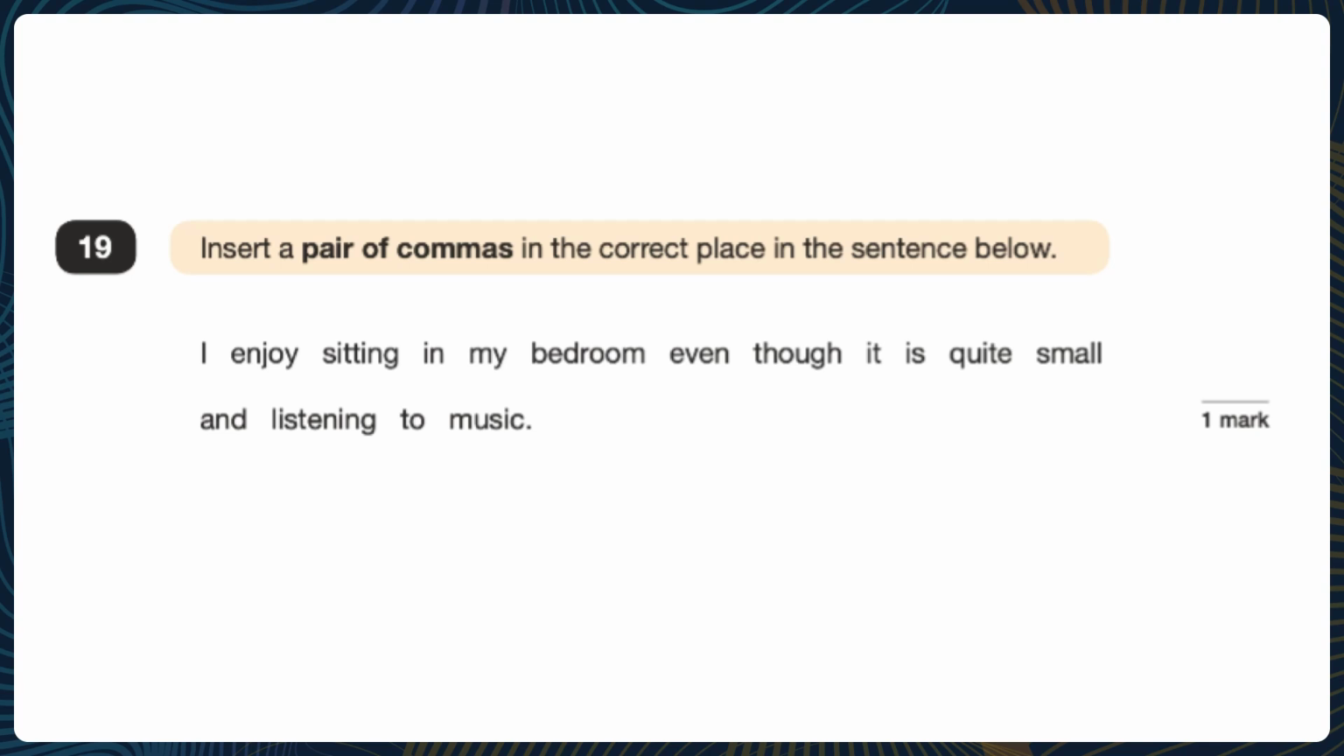So we'll put the commas in. And again, we've got a comma here and a comma here. And we have essentially this parentheses sitting in the middle, additional information that's telling us a little bit more about the sitting in the bedroom. But again, I enjoy sitting in my bedroom and listening to music. So this sentence essentially would make sense on its own, and we have this additional information relating to the bedroom. So even though it's quite small, okay? So again, we're marking that with parentheses, 2 commas, and it's as simple as that to get the mark.